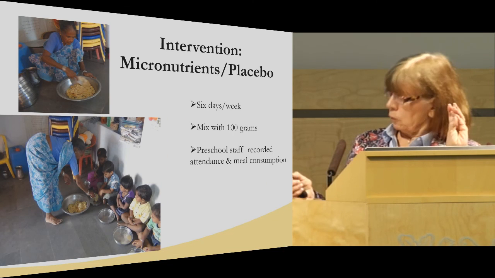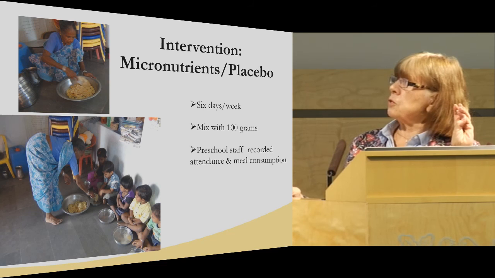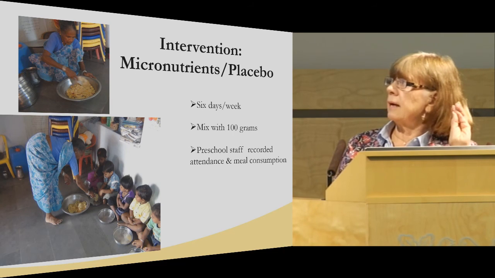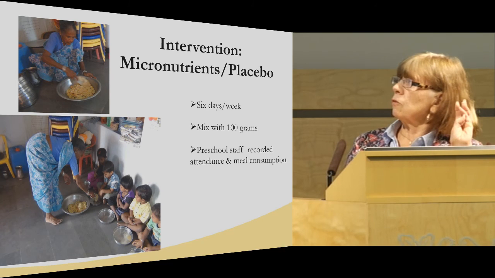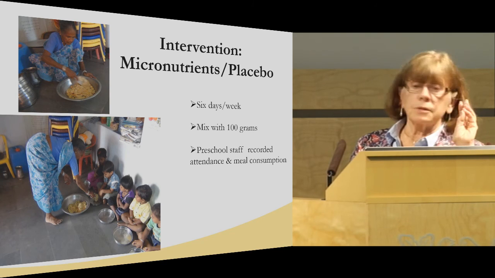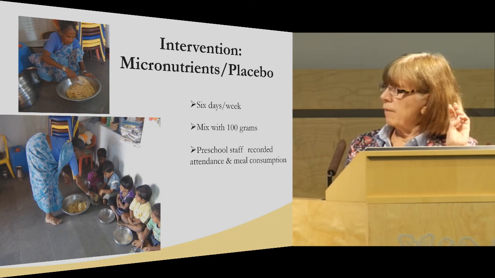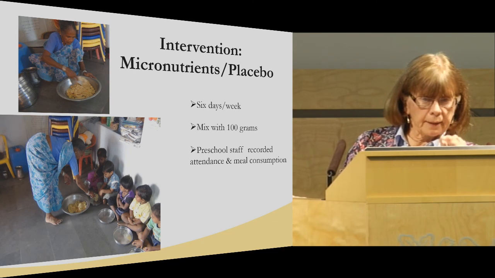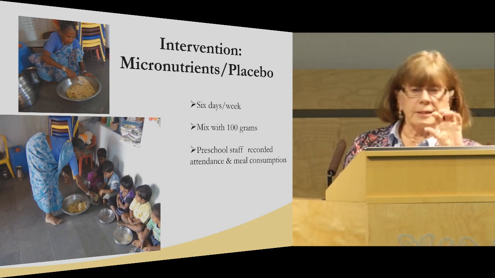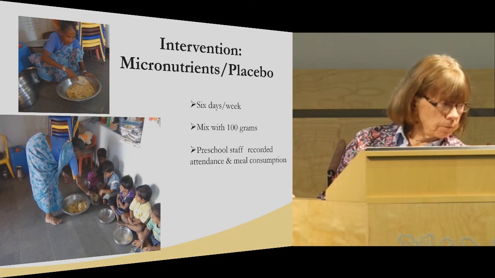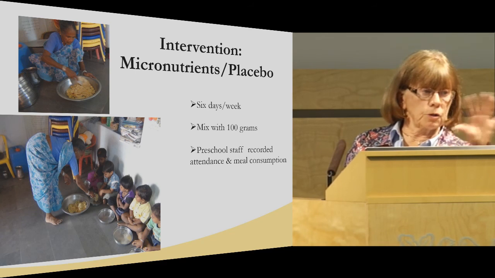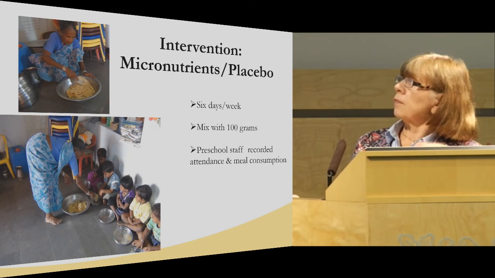So this is what it looked like. The food that the children ate was a rice and dal, lentil, veggie mix. So this is the food. These are the children having the food. The 100 grams is a very small amount. That's what had the micronutrients in. Once they ate that amount, then they could have the rest of the food. But that way we ensured that they actually got the food.